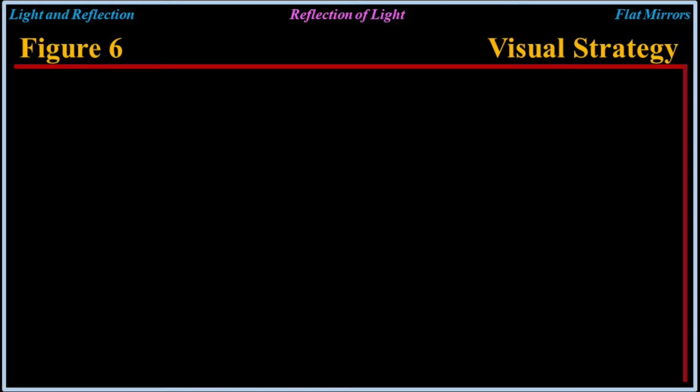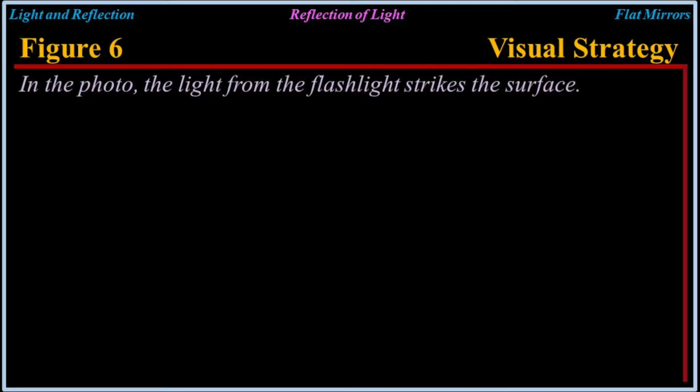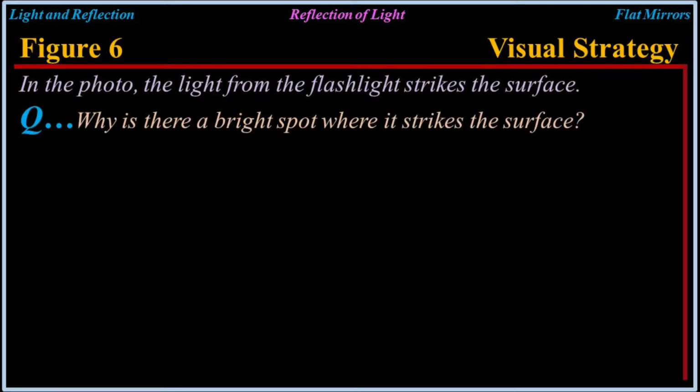Figure 6, visual strategy. In the photo, the light from the flashlight strikes the surface. So look at figure 6, and you'll see that it strikes the surface. And see if you can approximate whether or not the angles of incidence and reflection are similar. Why is there a bright spot where it strikes the surface? Okay, look at the bright spot. Ask yourself, why is the bright spot there?